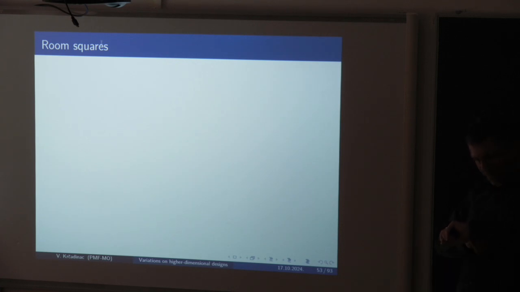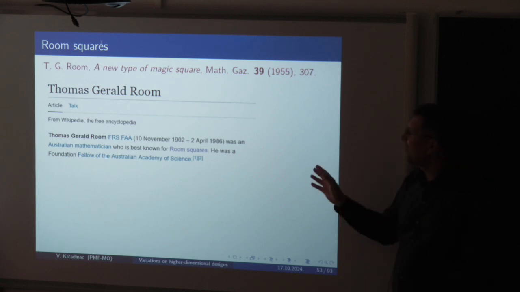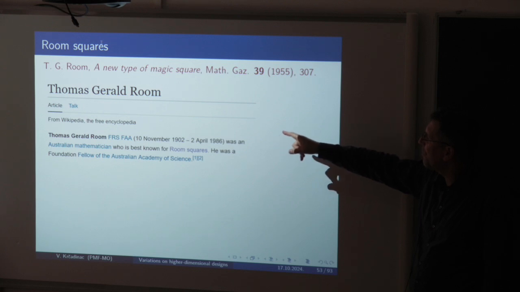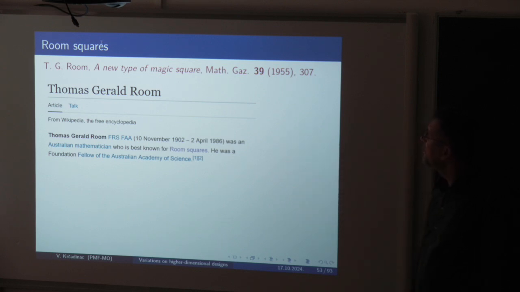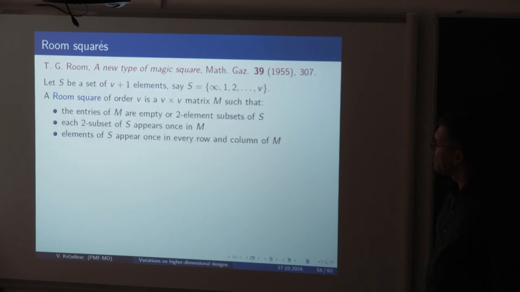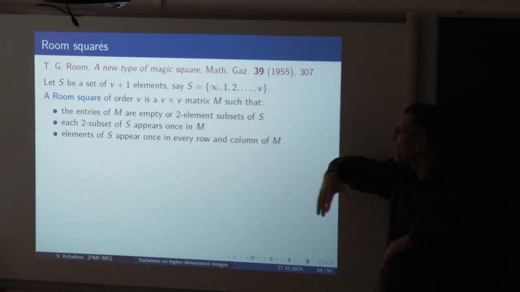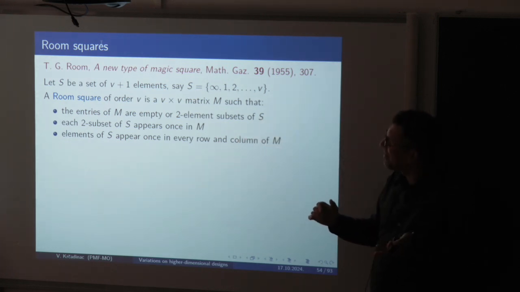Now, I have some more time. I'm going to talk about, well, first I have to tell you something about Room squares. Room squares, another completely different type of combinatorial object. They're named after Thomas Gerald Room, an Australian mathematician again. He defined them in 1955. Now here's the definition. It's not really related to the stuff I talked about so far, but just to give you an idea of another generalization of these symmetric designs, I have to define it a little bit.